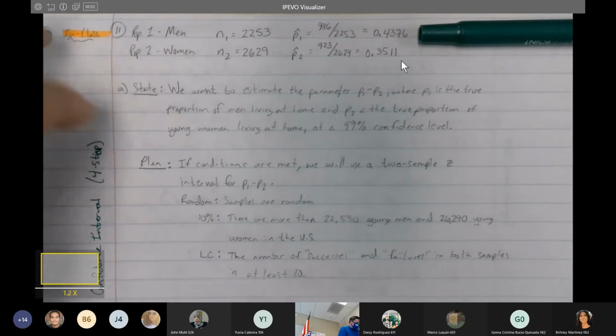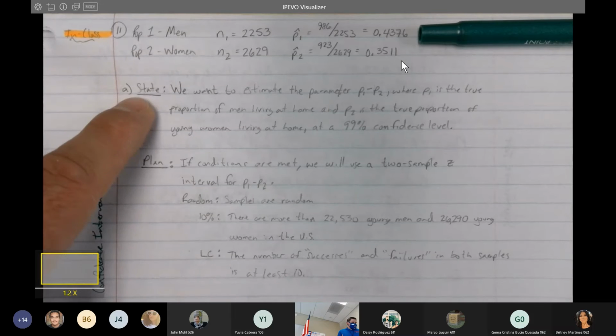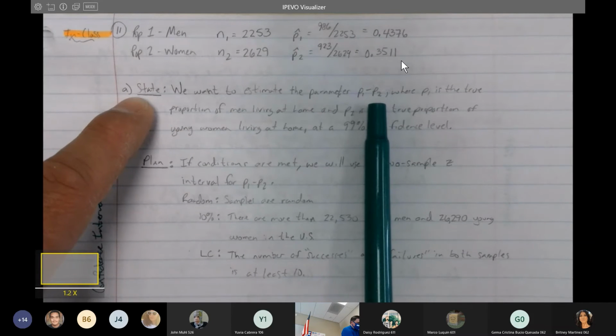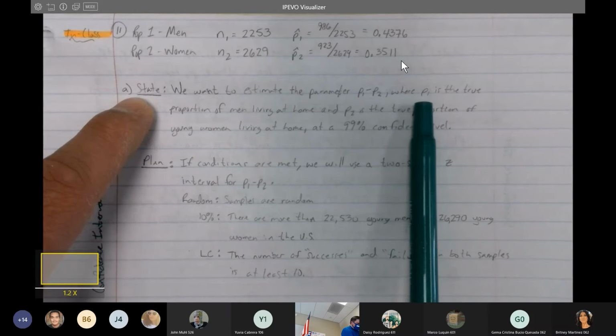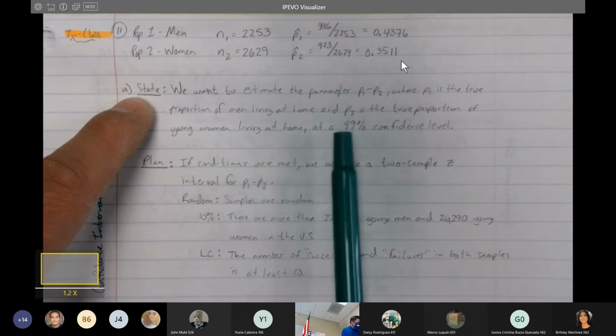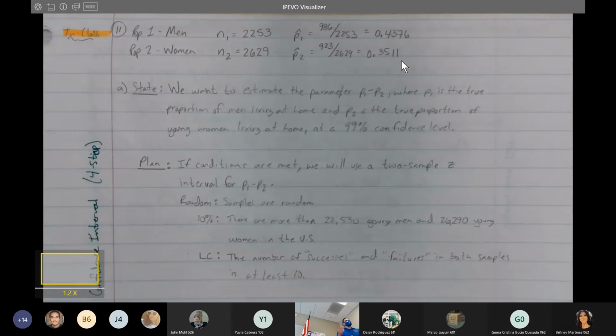All right. Then question A is our 4-step process. We've been asked to construct and interpret a confidence interval. So we're starting with our statement. We want to estimate the parameter p1 minus p2, the difference between the proportions, where p1 is the true proportion of young men living at home and p2 is the true proportion of young women living at home, at a 99% confidence level. So that's our statement. We've now told the reader the parameters we're using, p1, p2, what they mean, and what we're going to do. We want a confidence interval, and we're trying to estimate that value with a confidence interval.